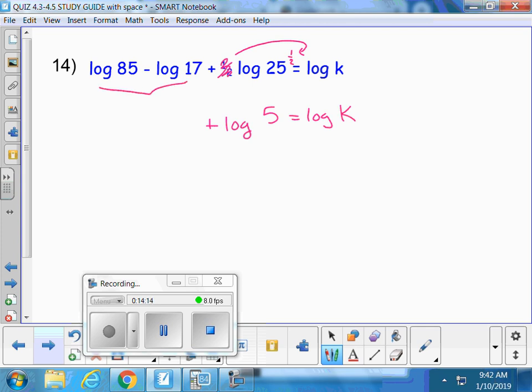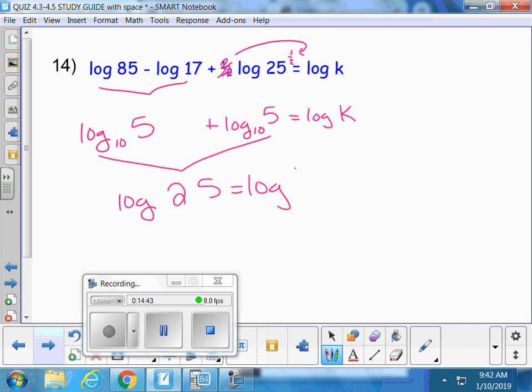At this point, I can work left to right. Subtraction is friends with division. That's the quotient rule. So you're going to do 85 divided by 17, and that's 5. Now, all of these have bases of 10. So we can't really do any canceling or anything, but we can do further condensing. Adding is friends with multiplying. That's the product rule. So we're going to do 5 times 5 and get 25.